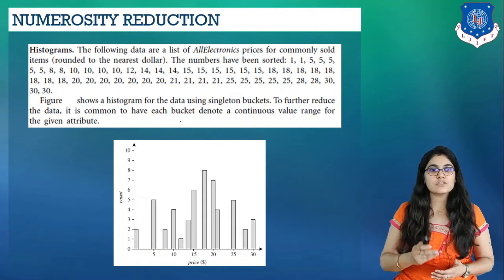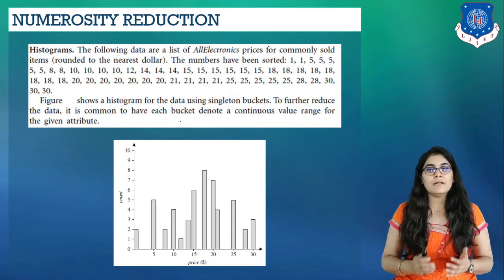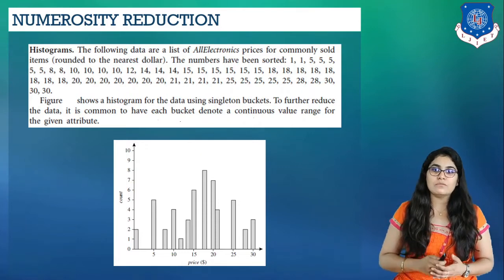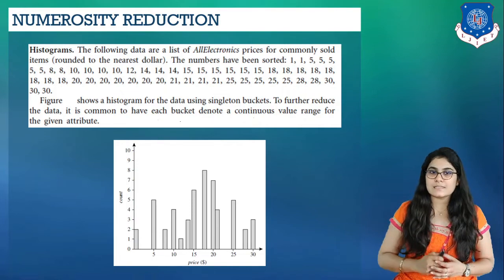The histograms described before for single attributes can be extended for multiple attributes. Multidimensional histograms can capture dependencies between attributes. These histograms have been found effective in approximating data with up to 5 attributes. Now let's discuss clustering.